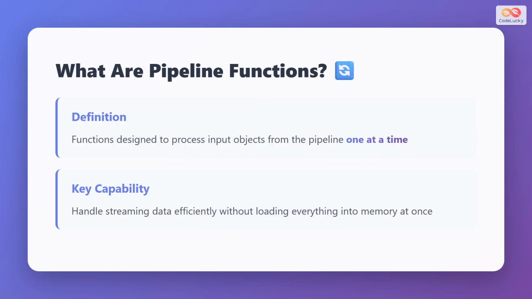So what exactly are pipeline functions? These are functions specifically designed to process input objects from the pipeline one at a time, rather than all at once. The key capability here is handling streaming data efficiently without loading everything into memory at once. This means you can process large datasets or continuous streams of data without worrying about running out of memory or causing performance issues.